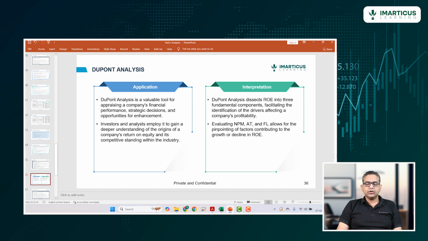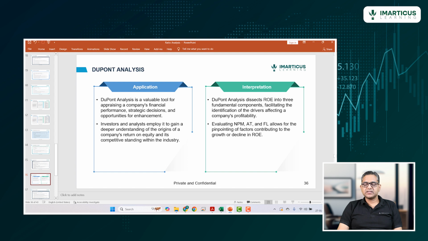Its application: Dupont analysis is a valuable tool for appraising a company's financial performance, strategic decisions, and opportunities for enhancement. Investors and analysts employ it to gain a deeper understanding of the origins of a company's ROE and its competitive standing within the industry. We have discussed these points.